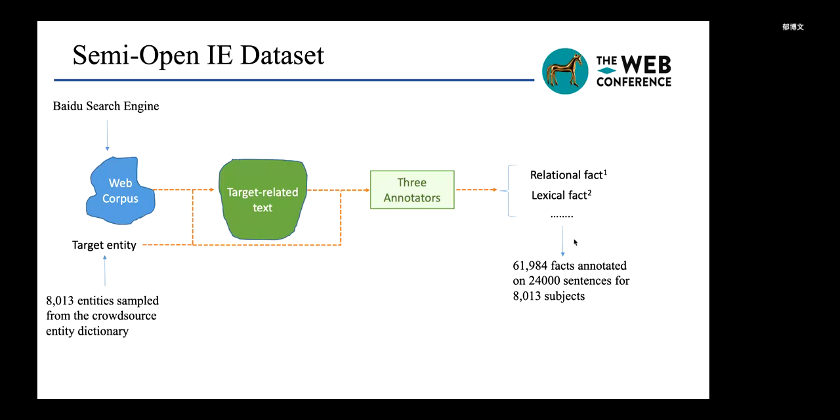Our data is collected in three stages. Firstly, we generate a target entity set by sampling from the crowdsourced entity dictionary used by the Chinese IME, SOGO. Secondly, each entity in the target set is used as a query term to retrieve the relevant pages by the Baidu search engine. They return the sentences containing the retrieved entities as the candidate subject sentence instances. Next, we invite three college students to annotate facts. The final dataset consists of about 61,000 facts.